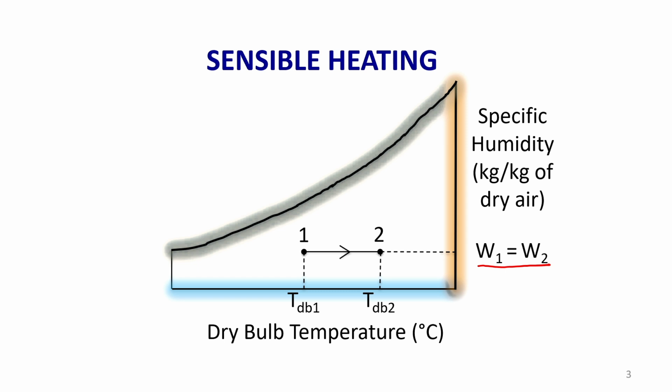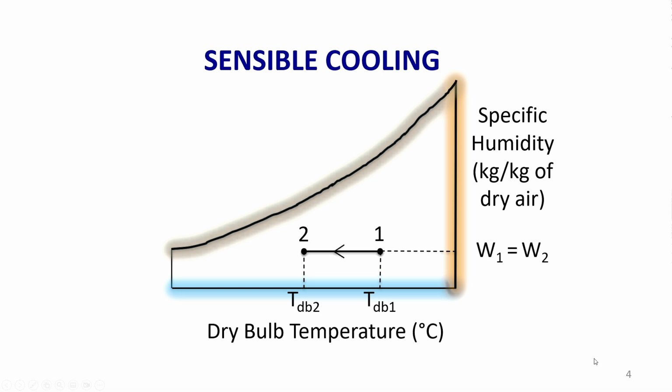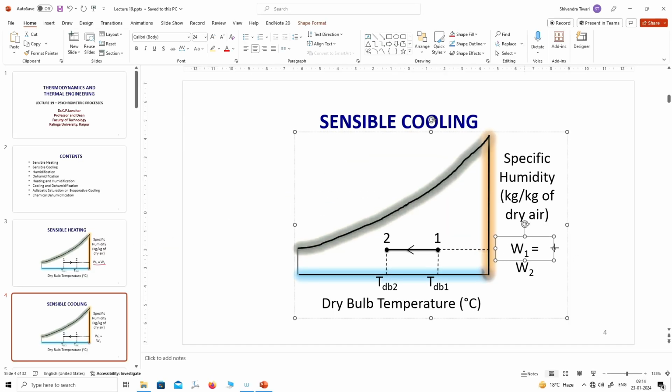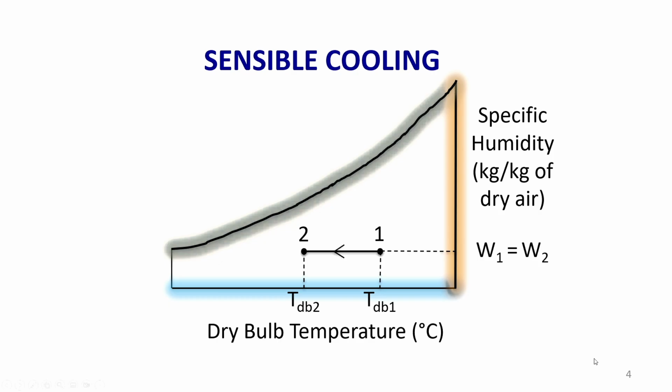But for sensible cooling, it is exactly the opposite. State point 1 will be on the right side. The air is cooled during this process, from 1 to 2. So the temperature at 1 is more than the temperature at 2, or in other words, temperature at 2 is less than temperature at 1. Here also the specific humidity continues to remain the same.